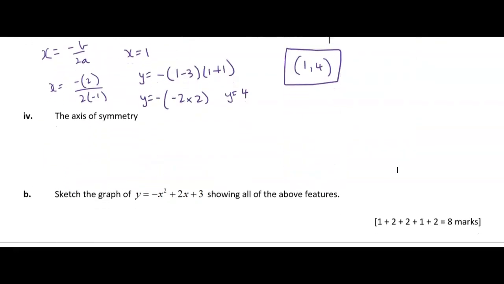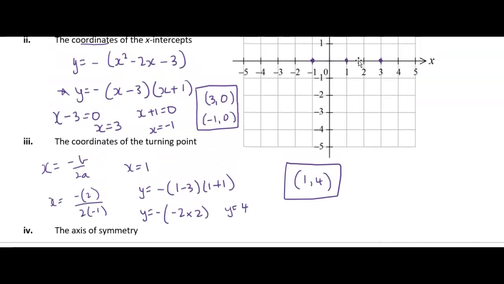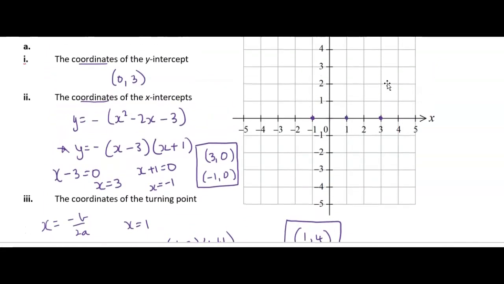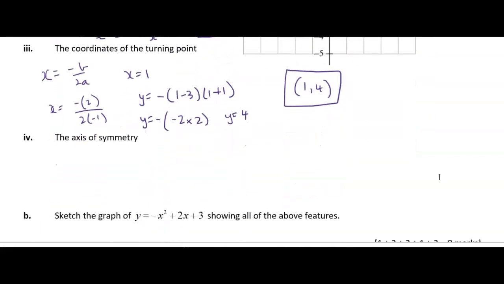All right, the axis of symmetry. The axis of symmetry is always halfway between. So we've already found out that our turning point is at 1. So your axis of symmetry is actually just the x-coordinate of your turning point. So it's x equals 1.